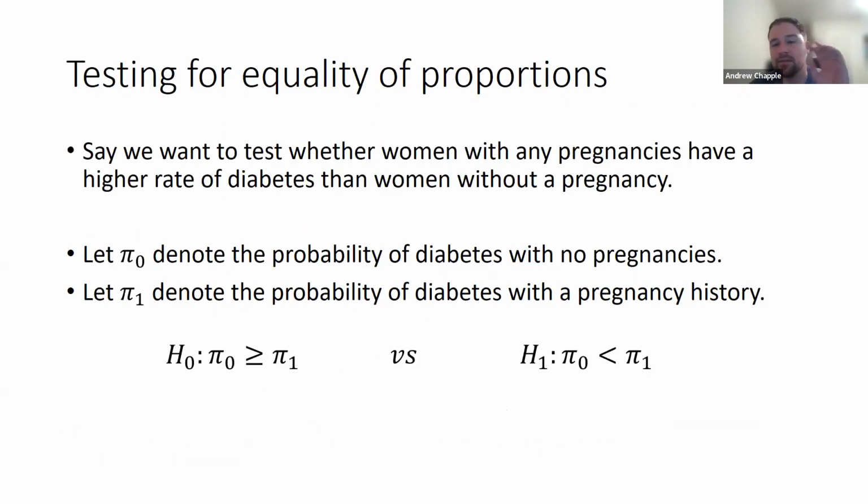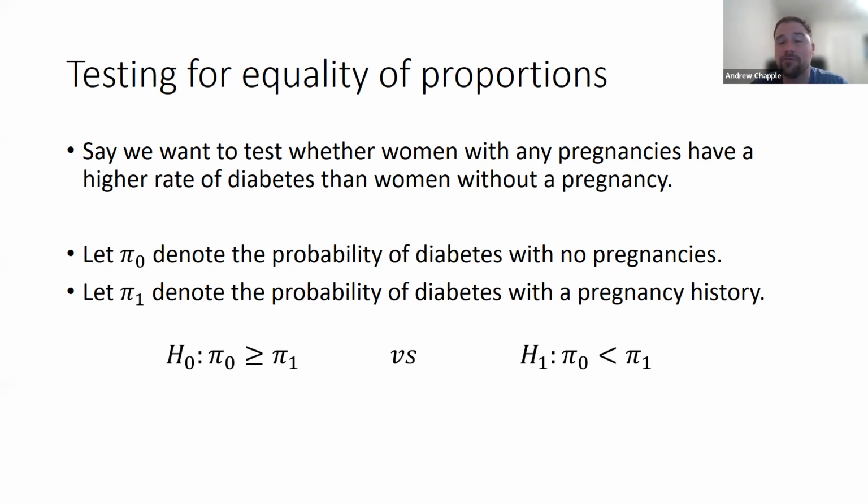So I might want to test, are these 2 proportions equal? Let's say we want to test whether women with any pregnancies have a higher rate of diabetes than women without a pregnancy. So let pi 0 denote the probability of diabetes with no pregnancies, and let pi 1 denote the probability of diabetes with pregnancy history. So maybe I want to test, this would be a one-sided alternative, pi 0, the probability of diabetes, being bigger than that same probability for those with pregnancies, versus the alternative where it's less than.